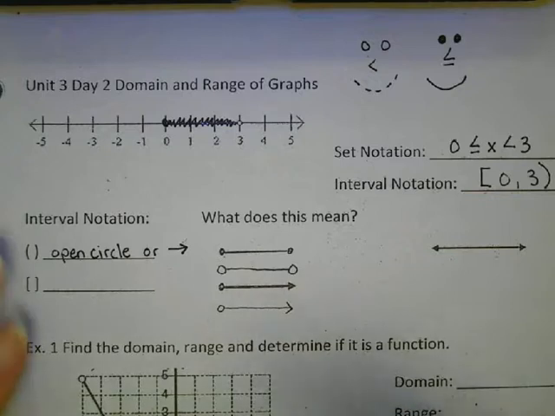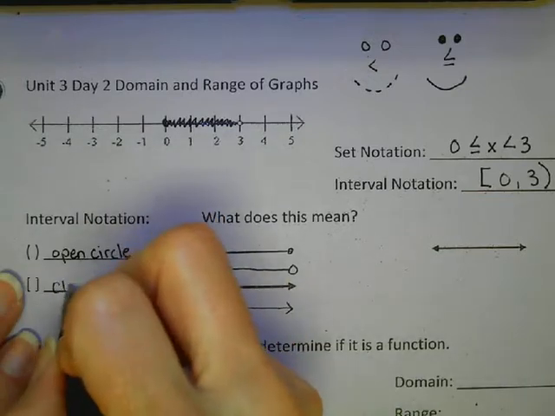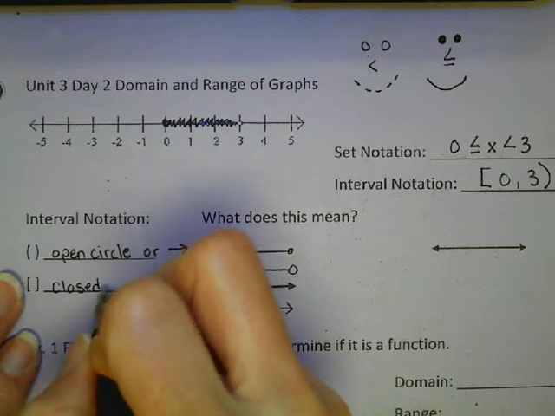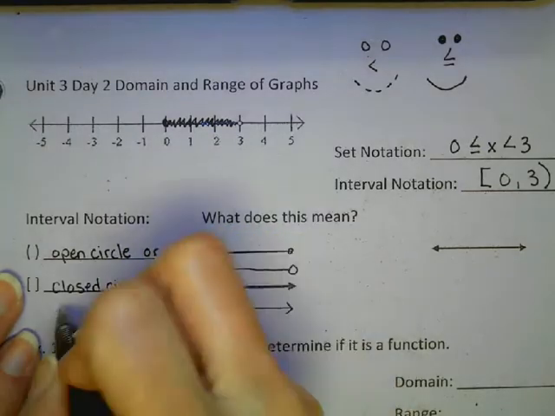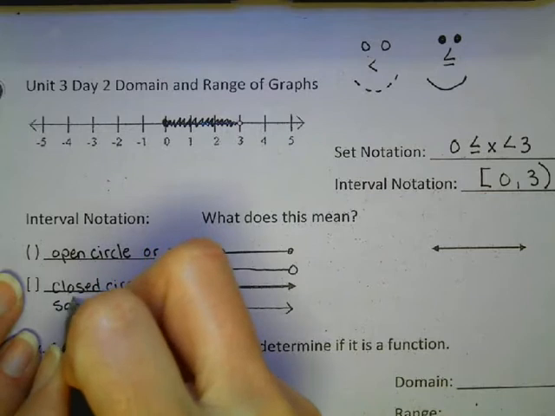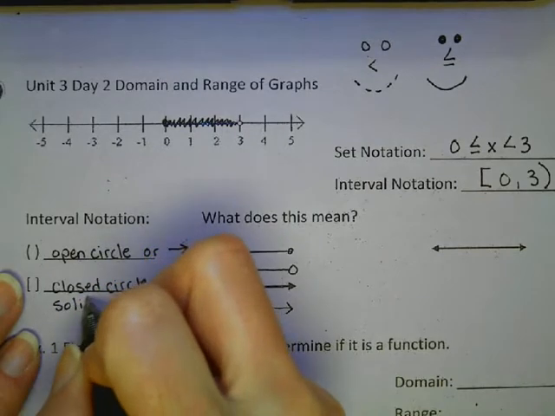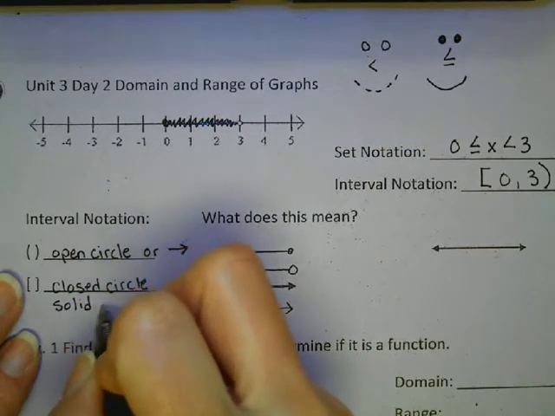It could keep going. A bracket is where you have a closed circle, so that point is included, or you could have a solid line. A solid stopping point, we'll say.